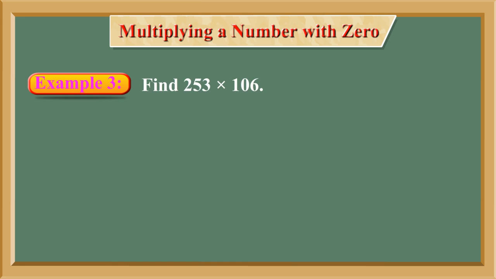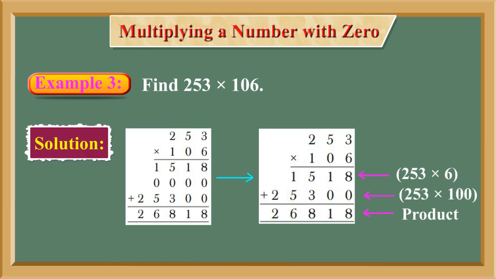Multiplying a number with 0. Example 3: find 253 multiplied by 106. Solution: 253 multiplied by 6 is 1,518 plus 253 multiplied by 100 is 25,300. The product would be 26,818.